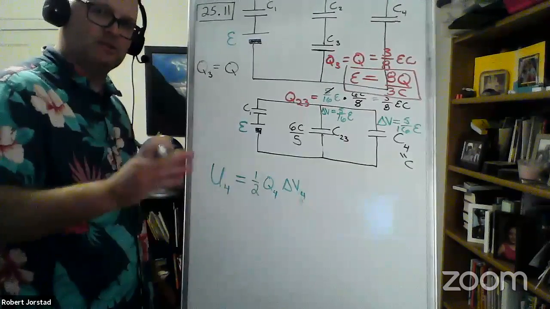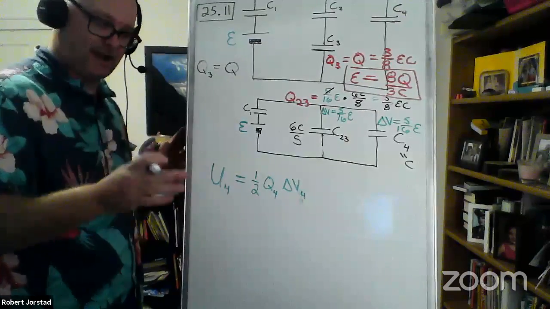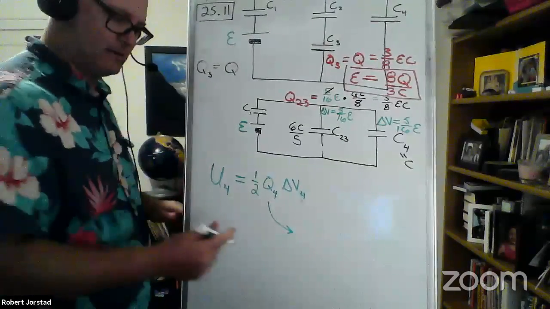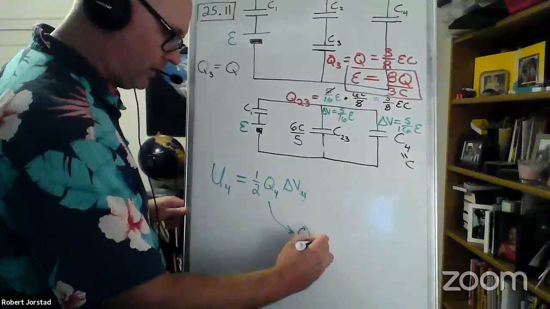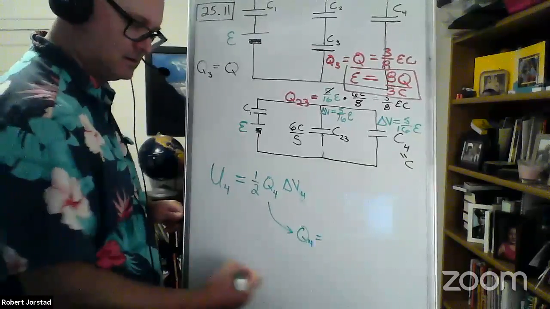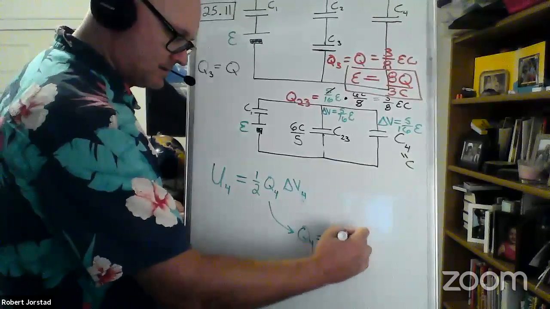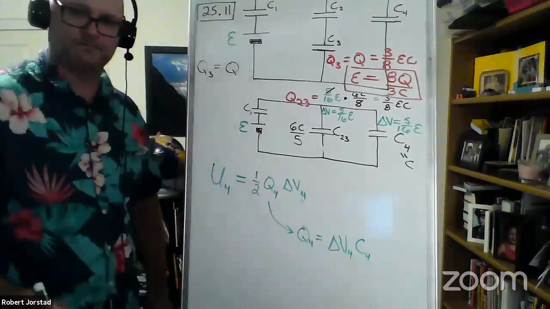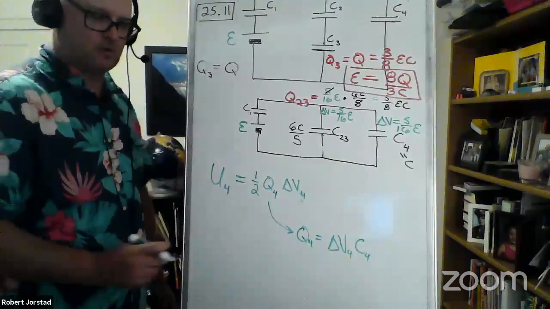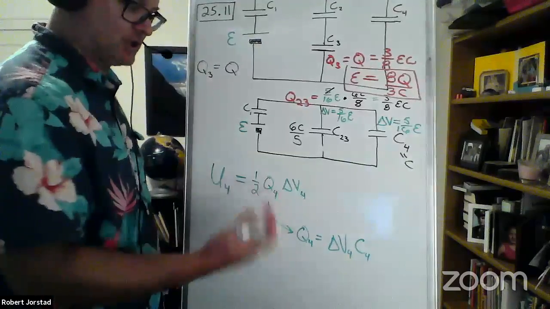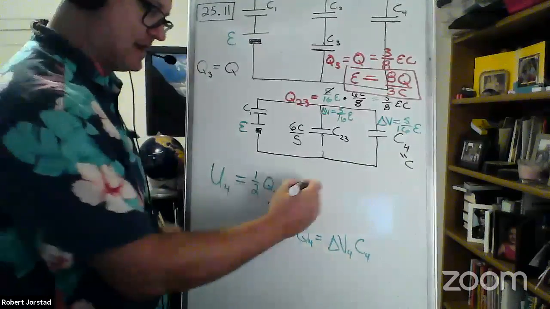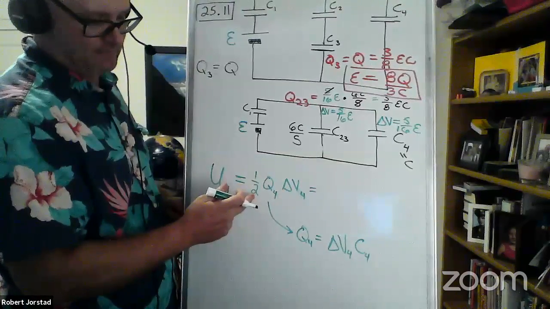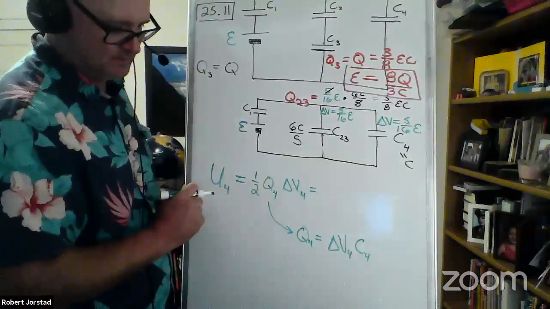Now, we could do this another way, but I want to show you this style. Wait, don't we know something about Q4? Don't we have an equation for it? Q4 would equal delta V4 C4, right? So rather than try and figure out the chart, let's just do this and shove that in there. So what we do is we could now say, isn't that going to be 1/2 V squared C?